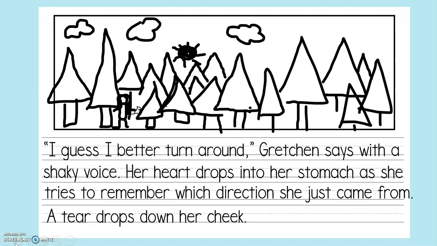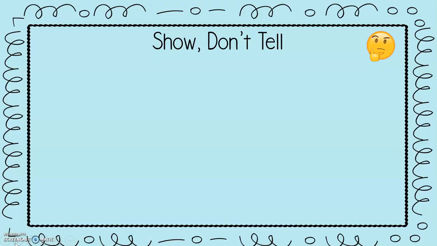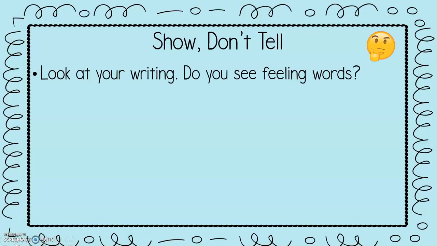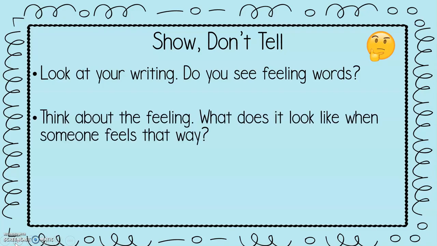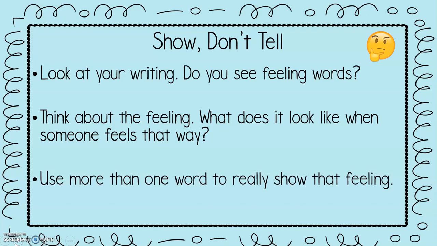Listen again. I guess I better turn around, Gretchen says with a shaky voice. Her heart drops into her stomach as she tries to remember which direction she just came from. A tear drops down her cheek. I used more than one word to show you that Gretchen was afraid and kind of sad. Remember, in your own writing, show, don't tell. Look at your writing. Do you see feeling words? Think about the feeling. What does it look like when someone feels that way? Use more than one word to really show that feeling. All right, writers, get started.